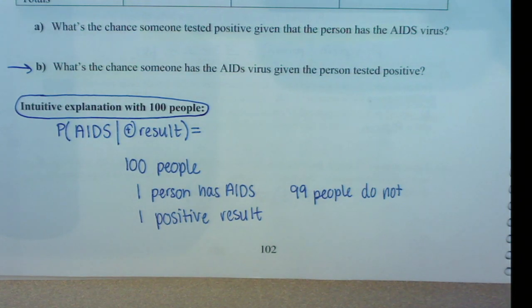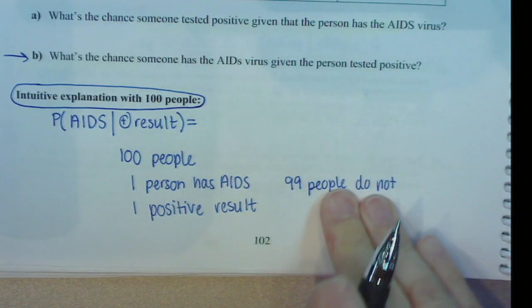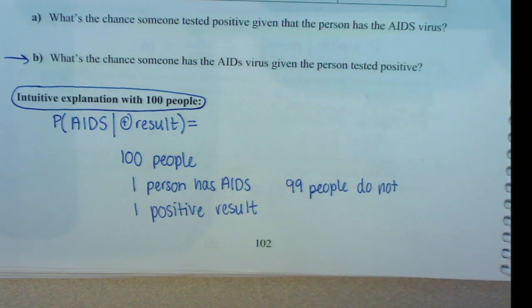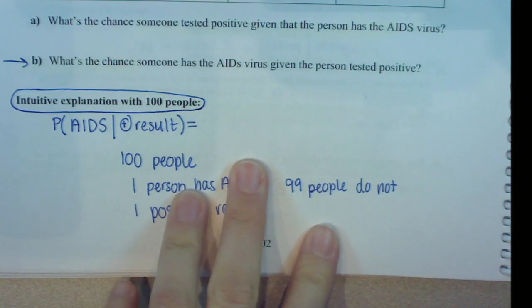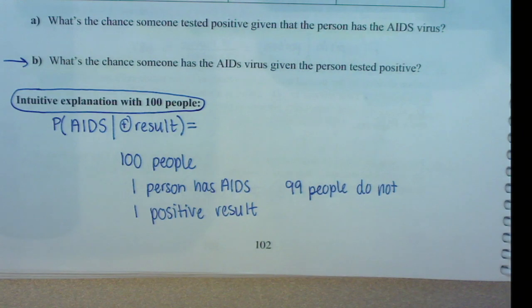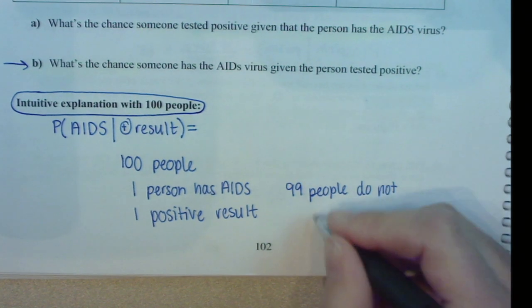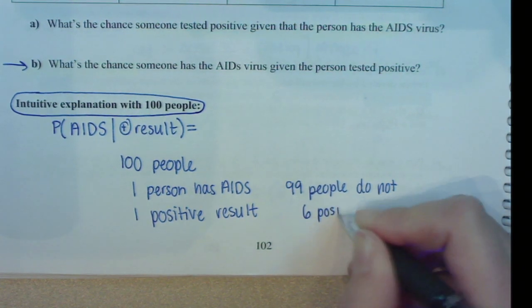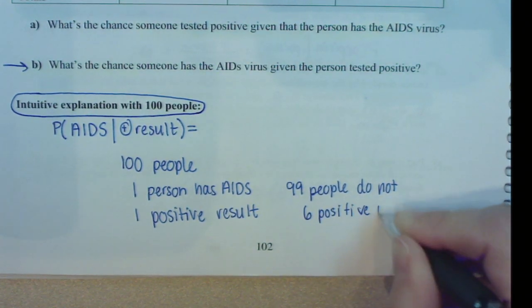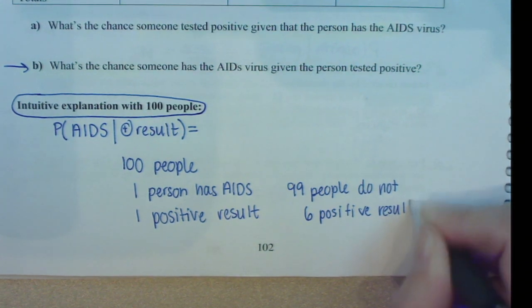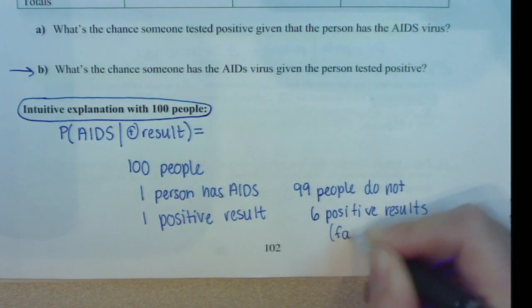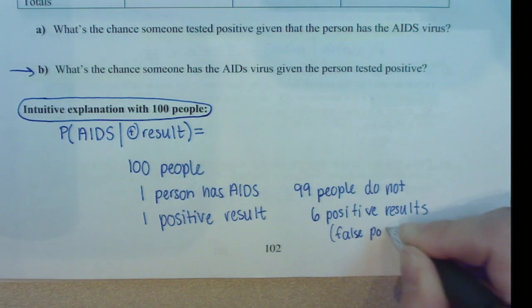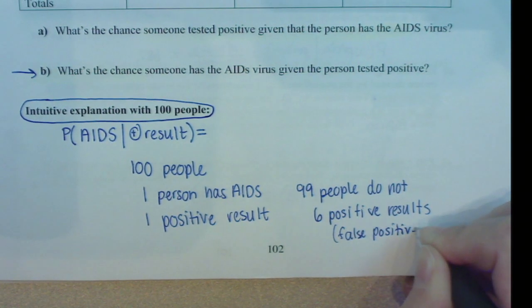But the test, we said, is far from perfect. We said 6% of people without AIDS don't actually have AIDS, but they get a positive result. So 6% of 99, let's just estimate, 99 is close to 100, 6%, about 6 people. 6 of these people who don't have AIDS will get a positive result. So I'll have 6 positive results that we're going to call false positives. So these aren't good.